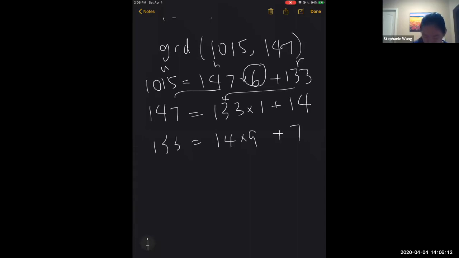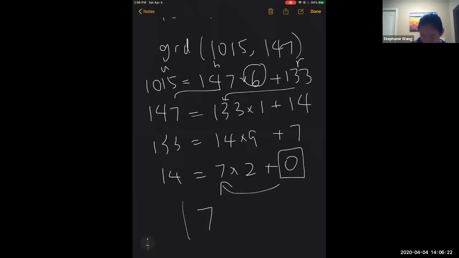Then we do the same thing again: 14 equals 7 times 2 plus 0. Once we get a remainder of 0, we know that the GCD will just be this number. So the GCD will be 7. So that's how you do the Euclidean algorithm, basically.